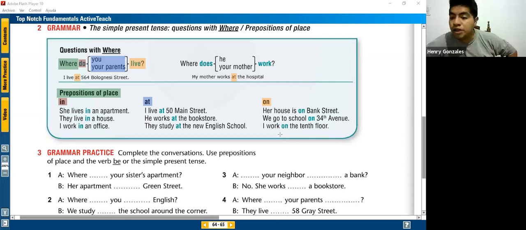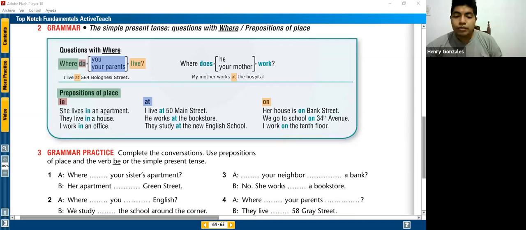For example, preposition in. And we have three sentences. She lives in an apartment. They live in a house. And I work in an office. So here, students, we have three different places: apartment, house, and office.